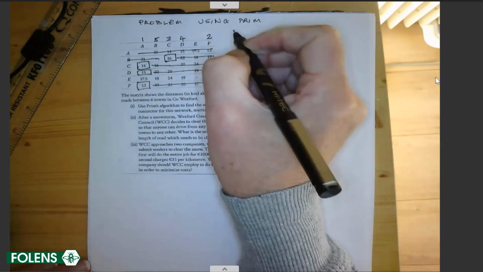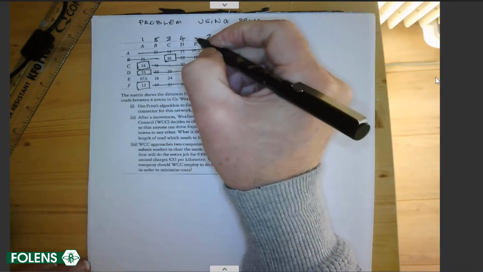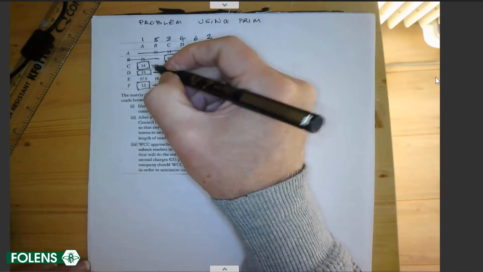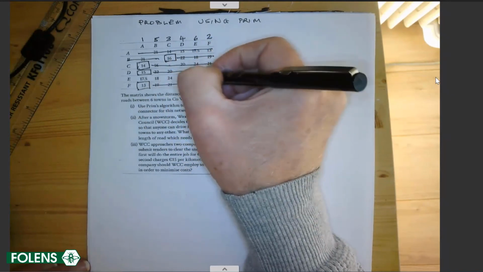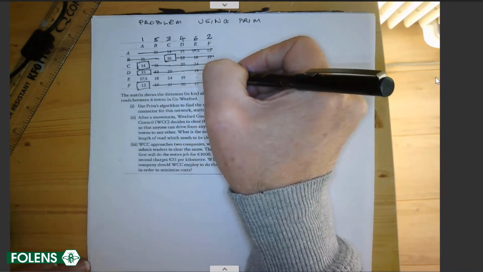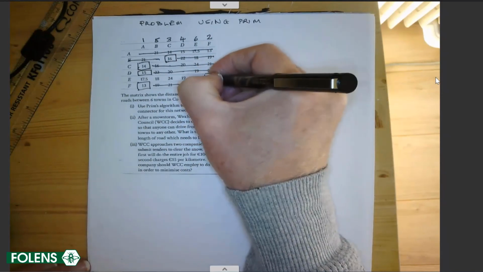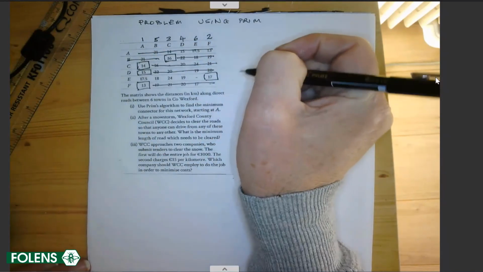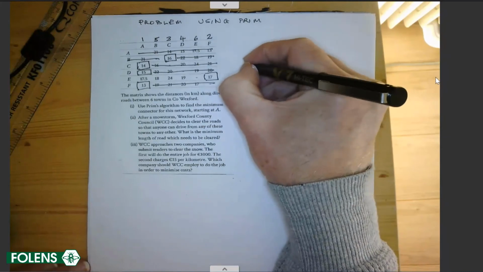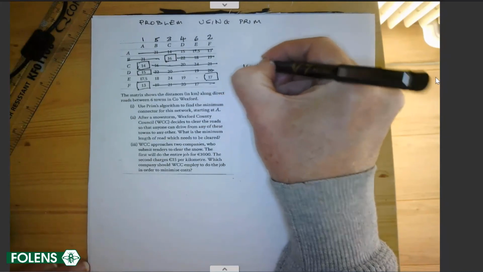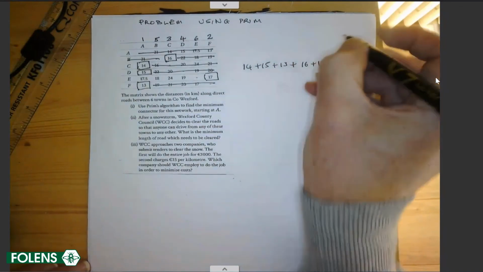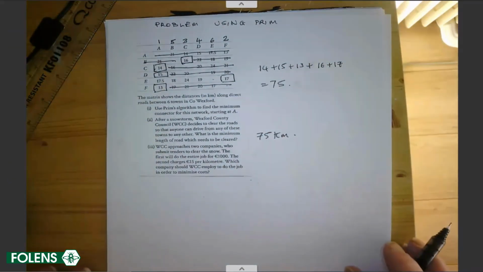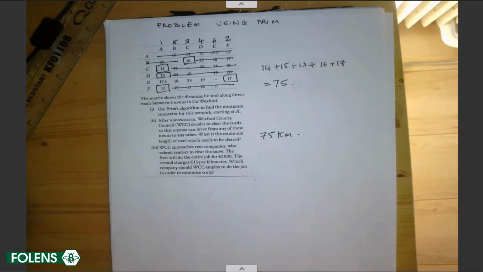Now I look under all. E is going to be the sixth. I have 17.5 or 18 or 24 or 17. That would be the next one, which brings me to E. So that is the last one. So the length of the spanning tree is 14 and 15 and 13 and 16 and 17, which gives us 75. So that's the length of the minimum connector or the minimum spanning tree.